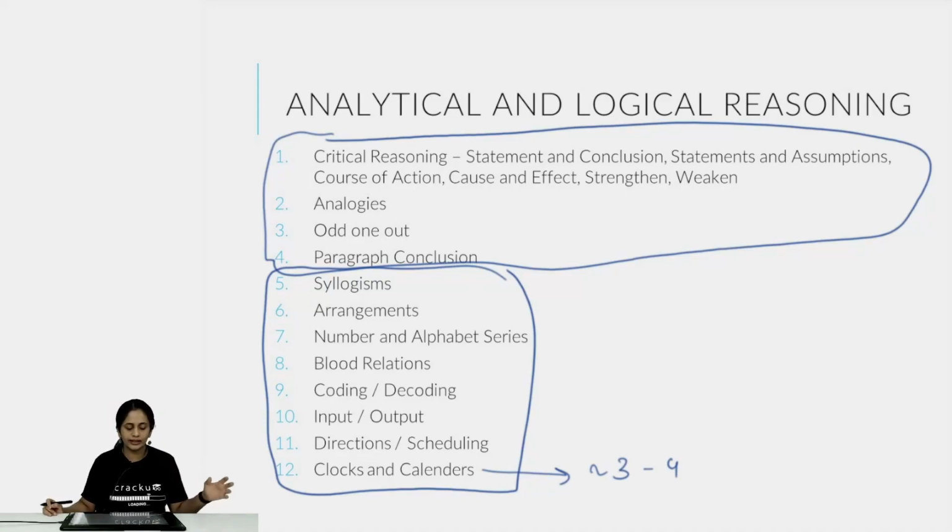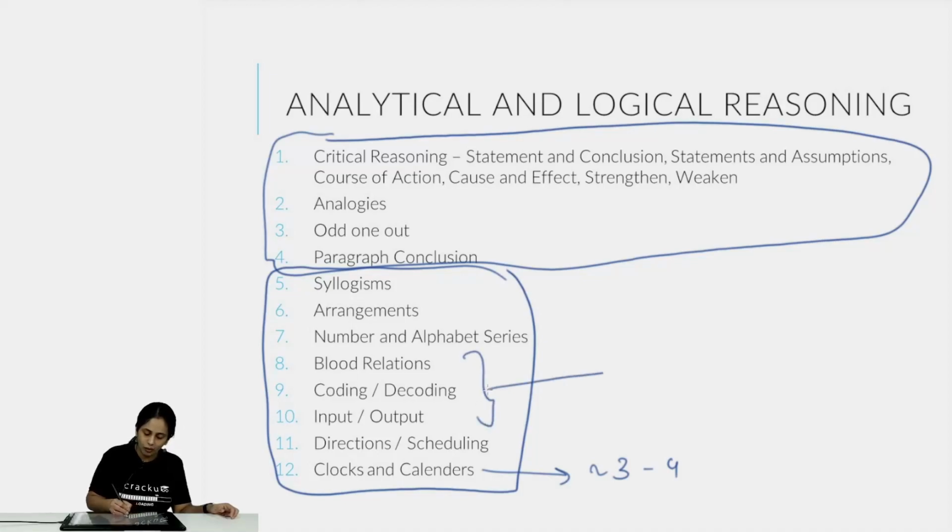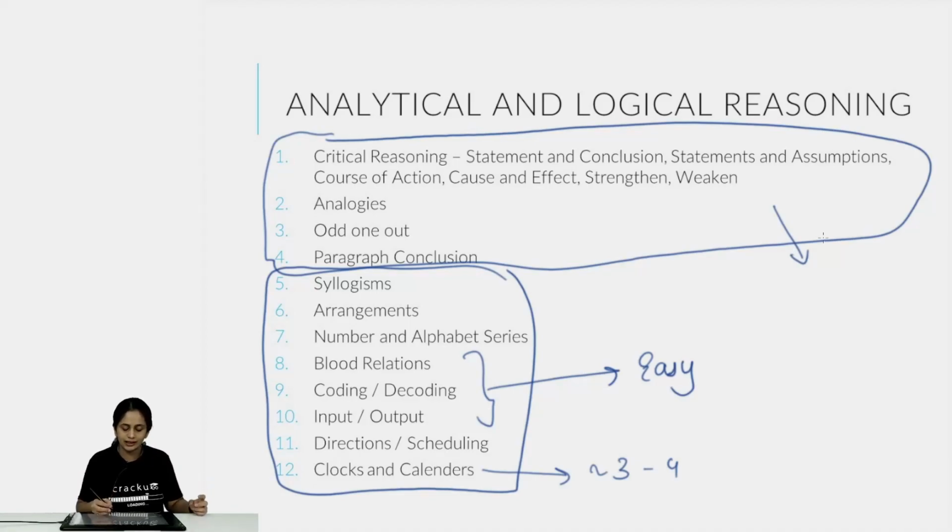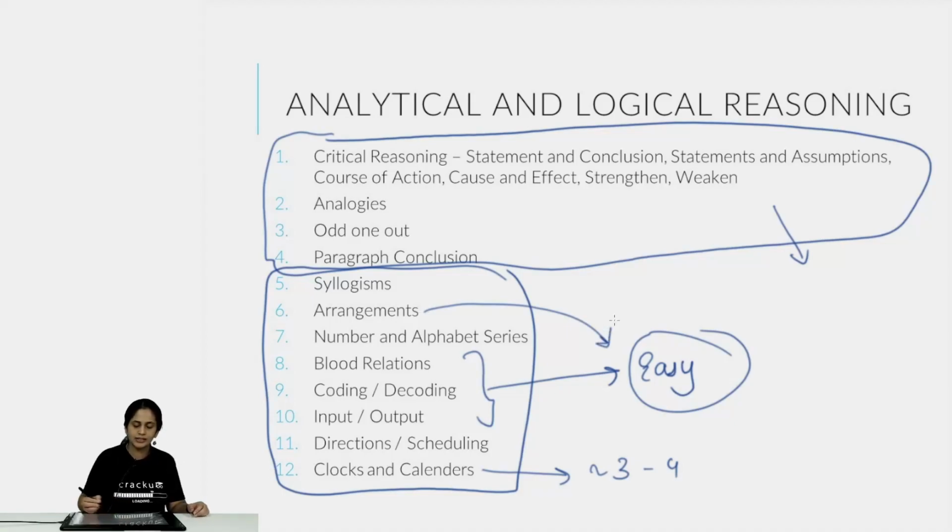Blood relations, coding, decoding, input, output, generally all of these are easy questions. Especially if you are somebody who struggles with the VA part or critical reasoning, this will be your core part. Even arrangements would be linear arrangements, they'll be easy to solve, and you can score well in those particular sections as such.